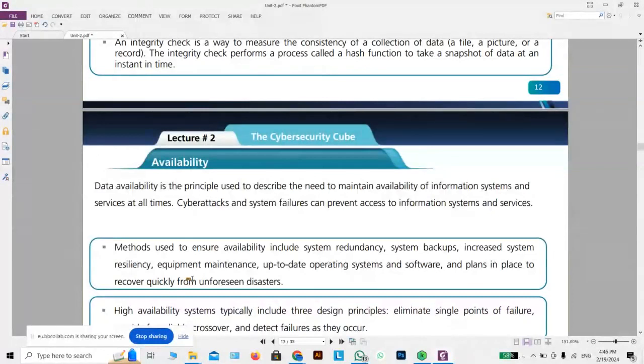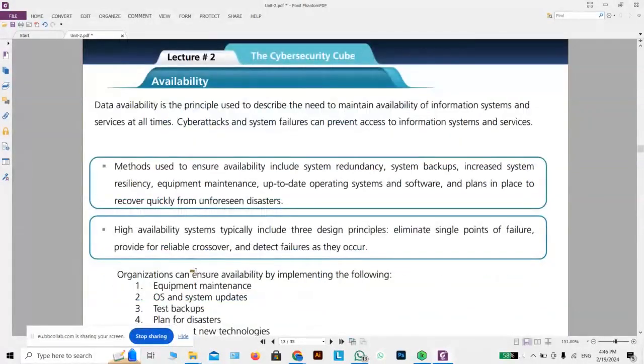In that case, make sure you're updating and upgrading your systems on a regular basis, because whenever there is an infiltration or some kind of malfunction, your duplicate or redundant resource should be available to ensure data availability. That's all about availability here.